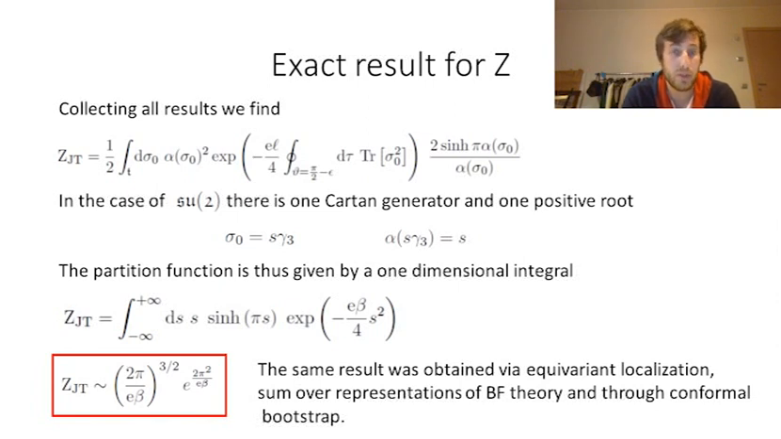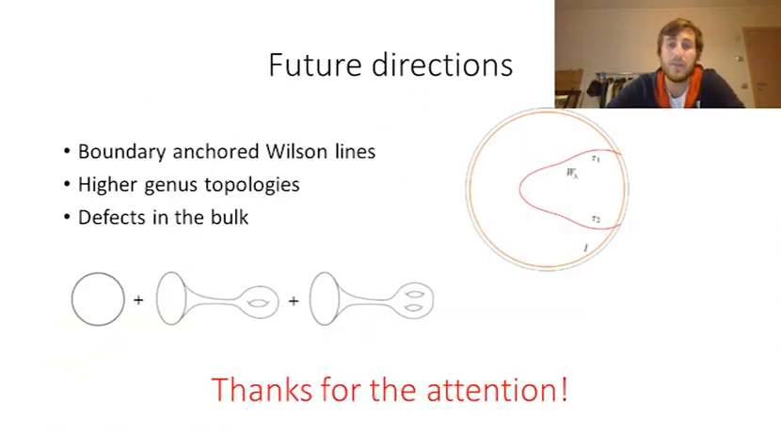And so we succeeded in computing the JT gravity partition function because this result exactly agrees with the previous results already obtained for JT gravity through equivariant localization, sum over representations of the BF theory, and conformal bootstrap. Possible future directions of work, which I'm going to follow, consist in introducing boundary-anchored Wilson lines and studying them through localization, but also higher genus topologies in the bulk or the introduction of defects. So thanks for the attention.